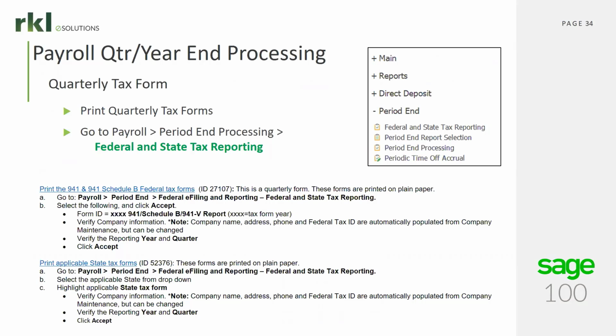To run your quarterly tax forms, go to Payroll, Period End Processing, Federal and State Tax Reporting. There you'll have options to run your 941 and 941 Schedule B forms, as well as any state tax forms that apply.